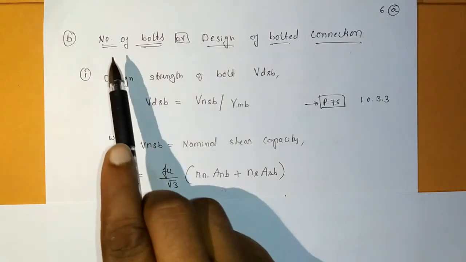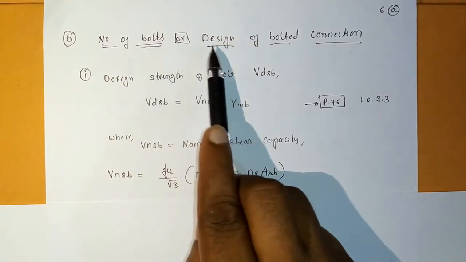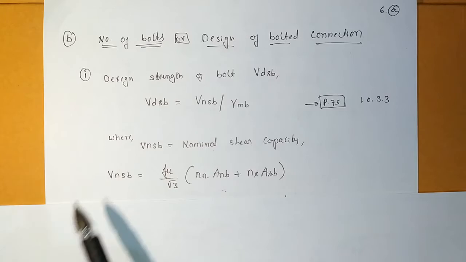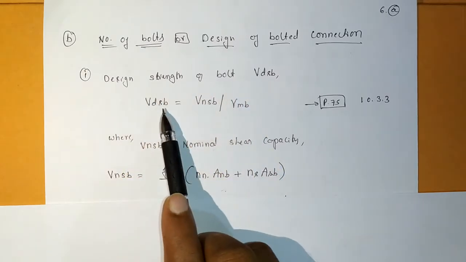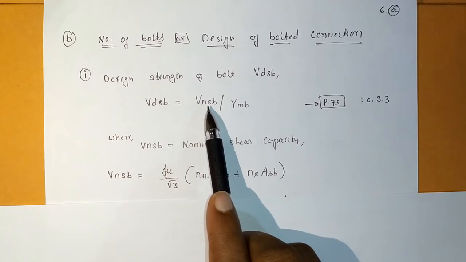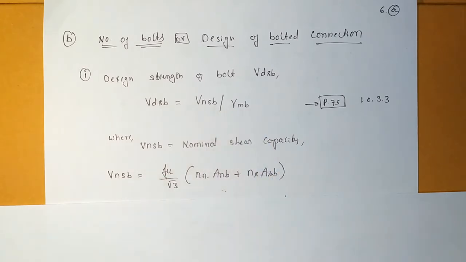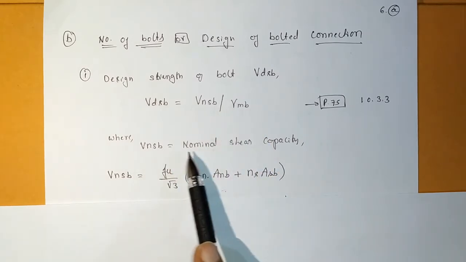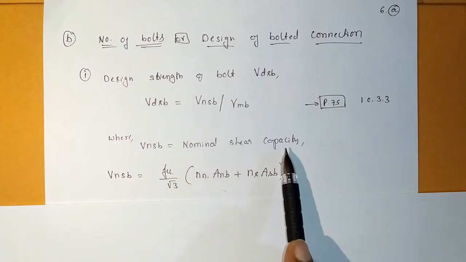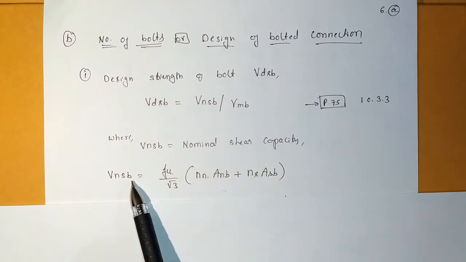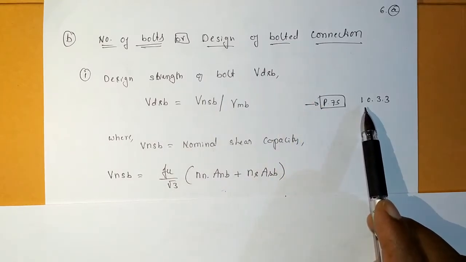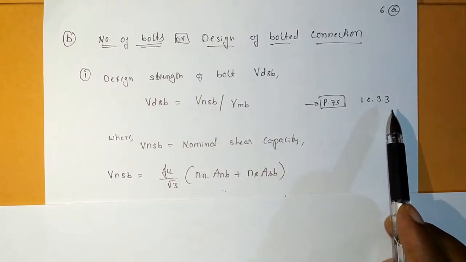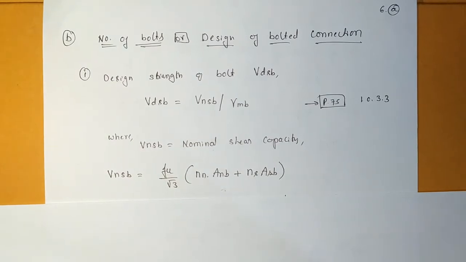In the second step, we have to calculate the number of bolts or design the bolted connection. First we have to calculate the design strength of bolt, that is called VDSB, equal to VNSB divided by gamma MB. VNSB is nothing but the nominal shear capacity of a bolt, that can be calculated by using this formula. All these formulas are available in page number 75, clause number 10.3.3 of IS 800 2007 code.